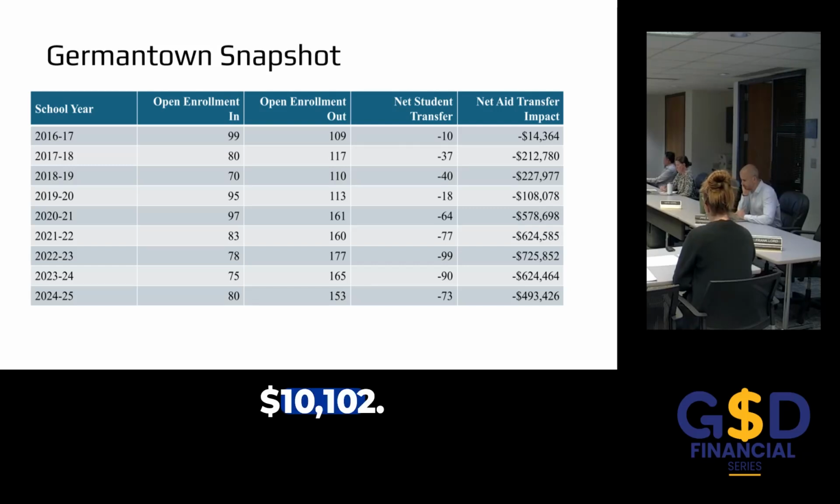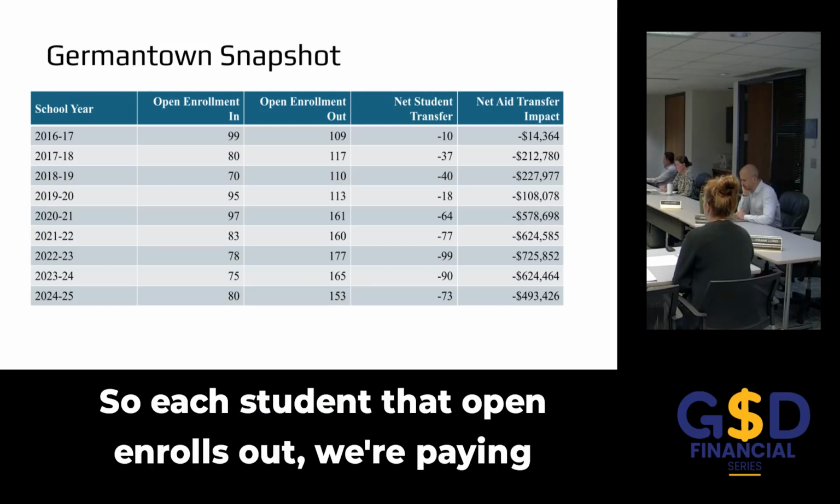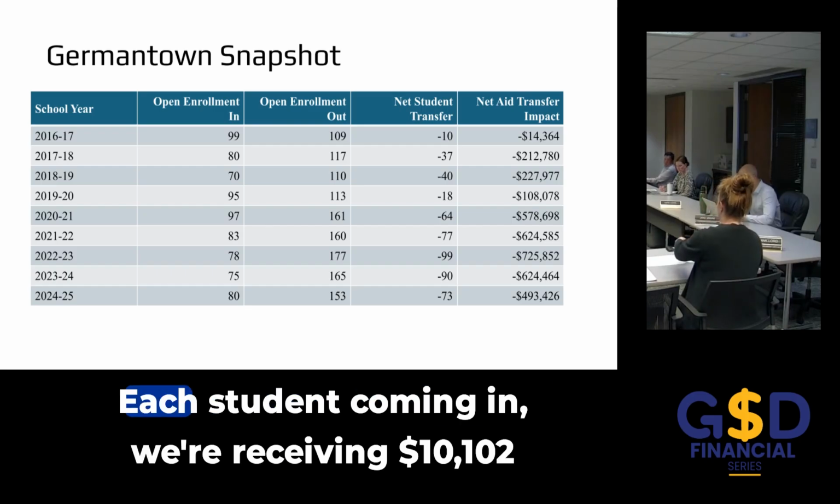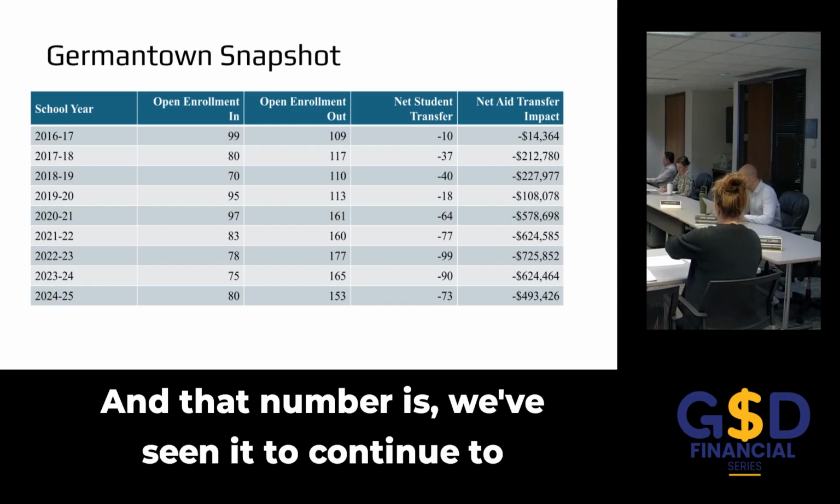Just for reference, the open enrollment dollar amount for 25-26 is $10,102. So each student that open enrolls out, we're paying $10,102 for. Each student coming in, we're receiving $10,102 for. And that number, we've seen it continue to increase.